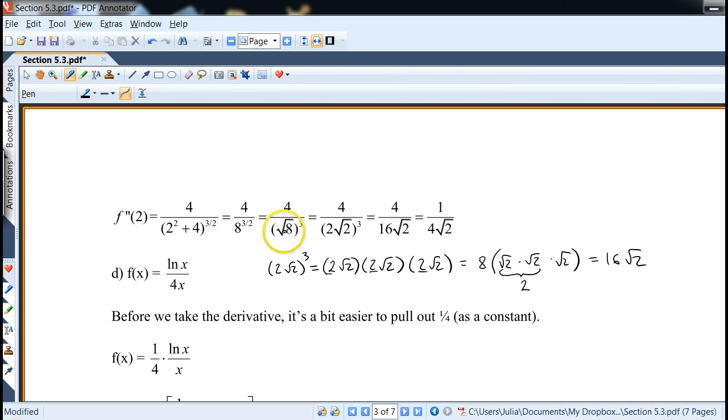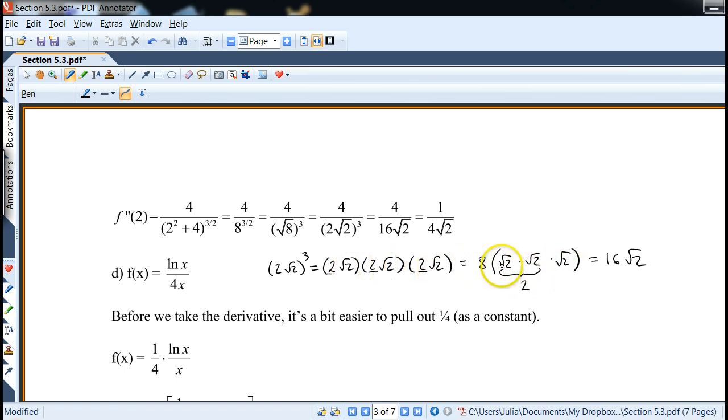Square root of 8 is not that simple, but you can pull out the 2. That's square root of 4 times 2, so that's 2 square root of 2, cubed. Notice how I wrote this out to keep track of. So we'll have 2 times 2 times 2. That's how come we end up with 8. Then you have 3 square root of 2's, which I have right here.